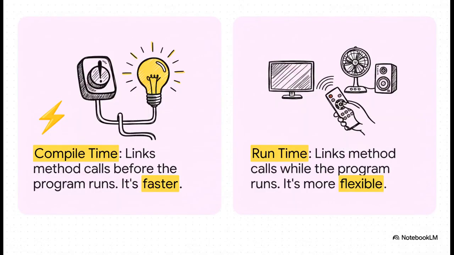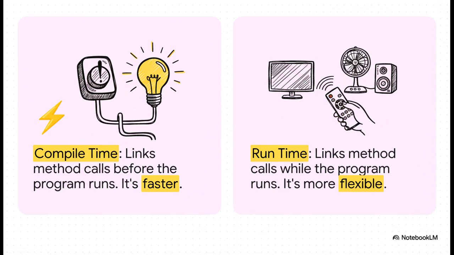So let's break down these two flavors. On the left, you have compile time or static polymorphism. This is all figured out before your code even starts running. It's like having a button that's physically hardwired to a light. You press it, the light turns on. It's super fast, very predictable.